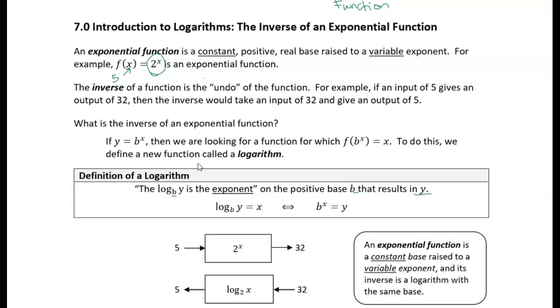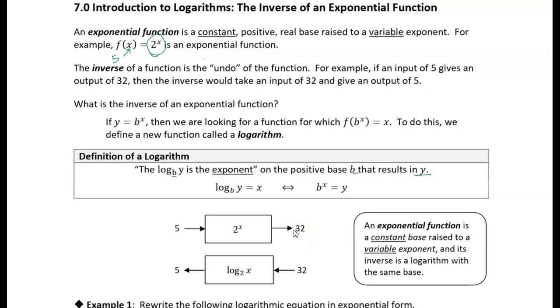So the log is the exponent. The log is the exponent. Drill that into your mind. The log is the exponent. So it's the exponent that you would have used to raise the base to in order to get the result that you're taking the log of.